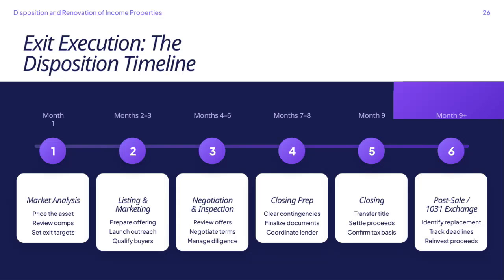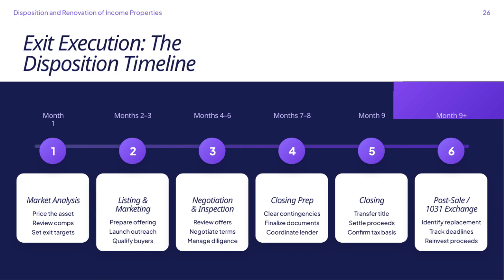As we look at the exit execution timeline, it's important to understand the step-by-step process that unfolds over the months. In month 1, we focus on market analysis, pricing the asset, reviewing comparable properties, and setting clear exit targets. This foundational work sets the stage for a successful sale. Moving into months 2 and 3, the emphasis shifts to listing and marketing the property.